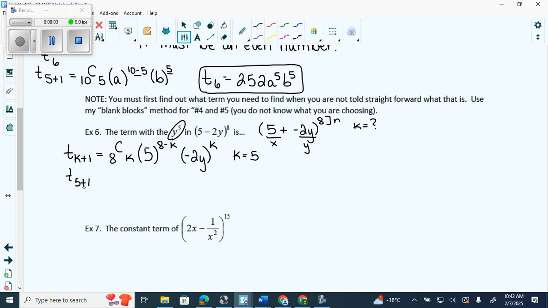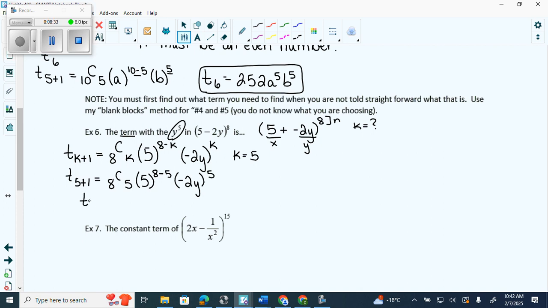So I get t sub 5 plus 1. Now sometimes their question is, what term number contains y to the 5th? It would be term 6. I'd be done. I wouldn't even have to figure it out. Does this say term number? No, this says term. So I actually have to figure out the term, the whole term, not just the number. So I'm going to get 8 choose 5, 5 to the 8 minus 5, negative 2y to the 5.